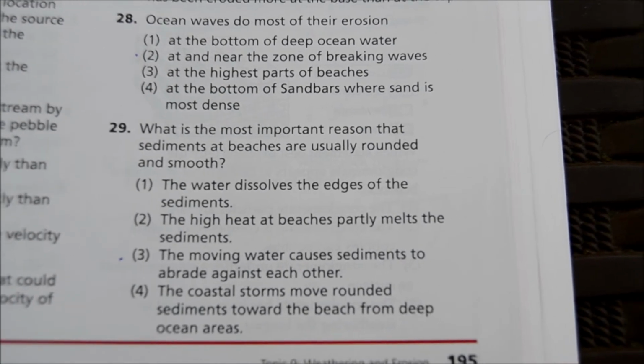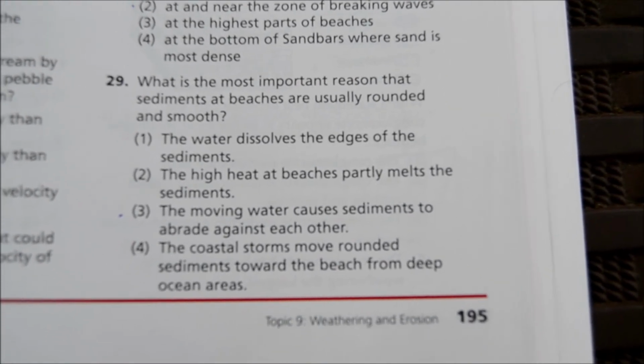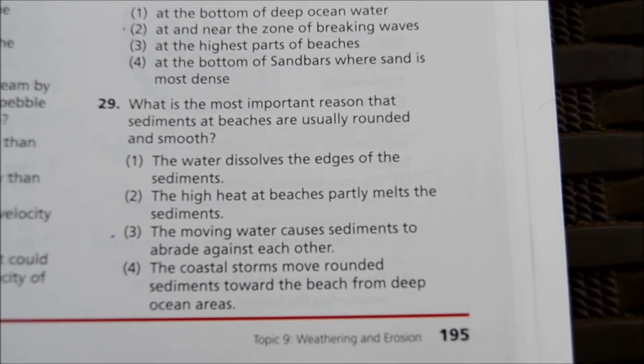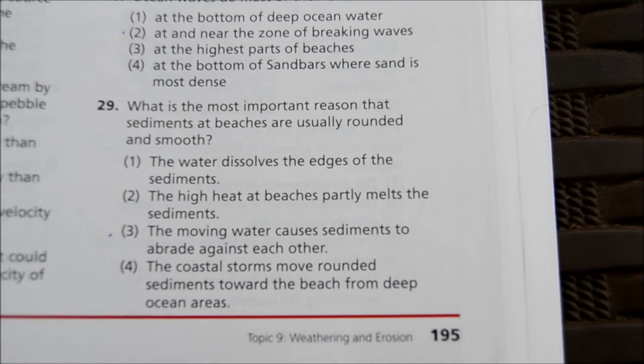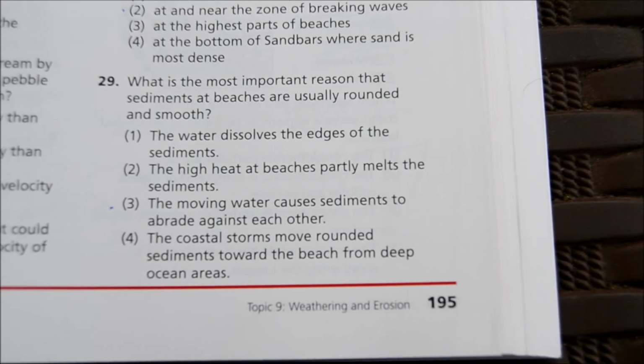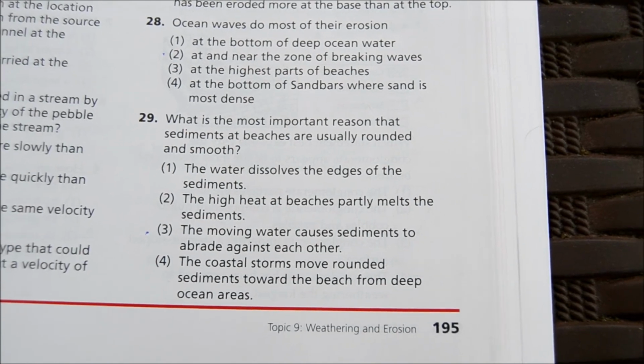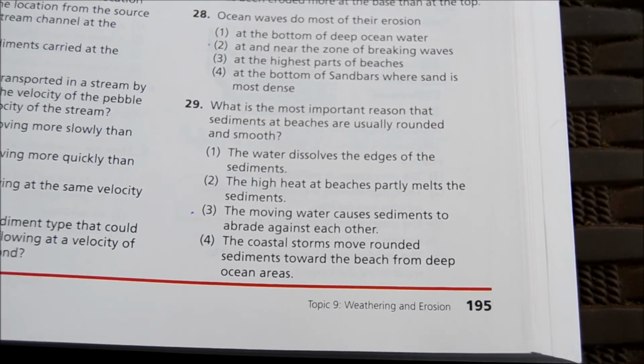29. What is the most important reason that sediments at beaches are usually rounded and smooth? That's the same thing as a river. The moving water causes sediments to abrade against each other. You're abrading. You're having the rocks hit each other. Okay, that's the end of topic 9.